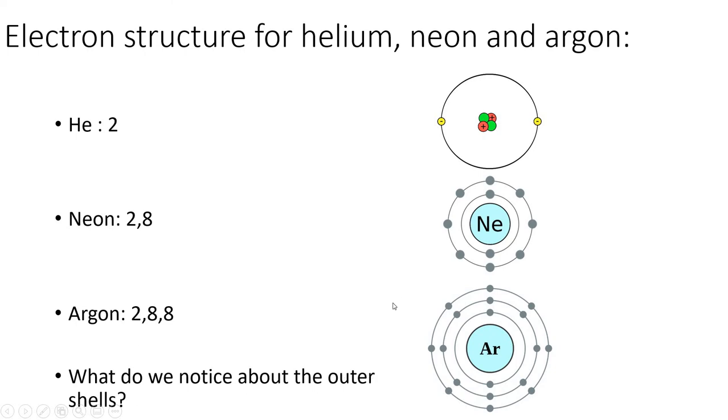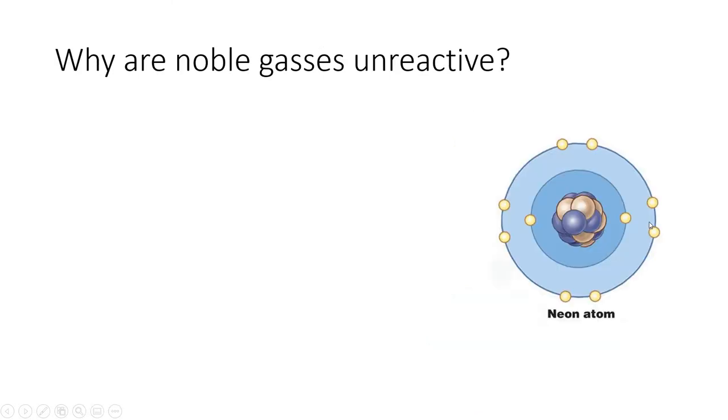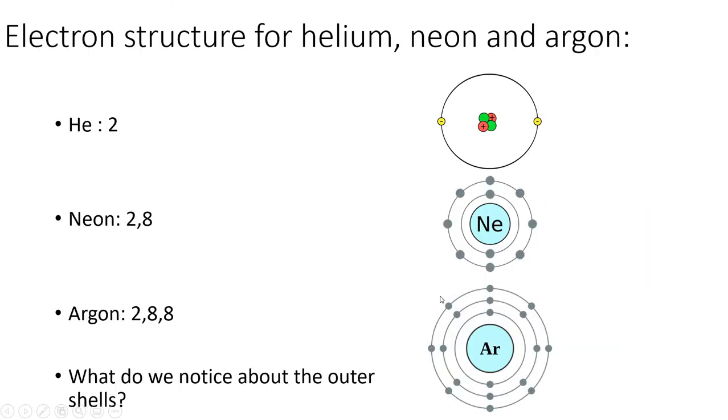Now, what do we notice about all of these outer shells? Write a little sentence in your book. What do you notice about the outer shells of all of these atoms? Well, they're all full outer shells. All of these outer shells have the maximum amount of electrons they can possibly have.